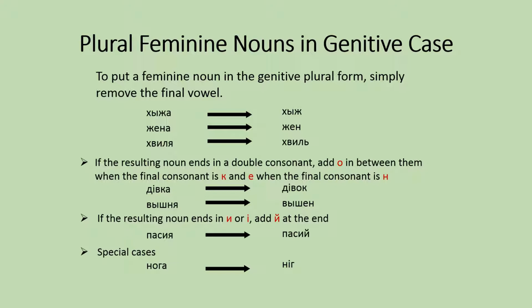If the resulting noun ends in I or E, simply add y at the end. Pasea becomes pasei. Lastly, we have a special case. Noha becomes nich.